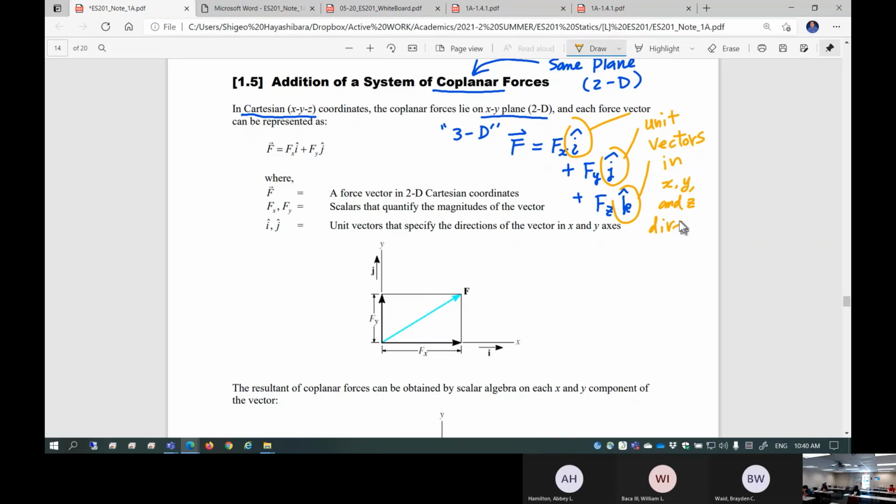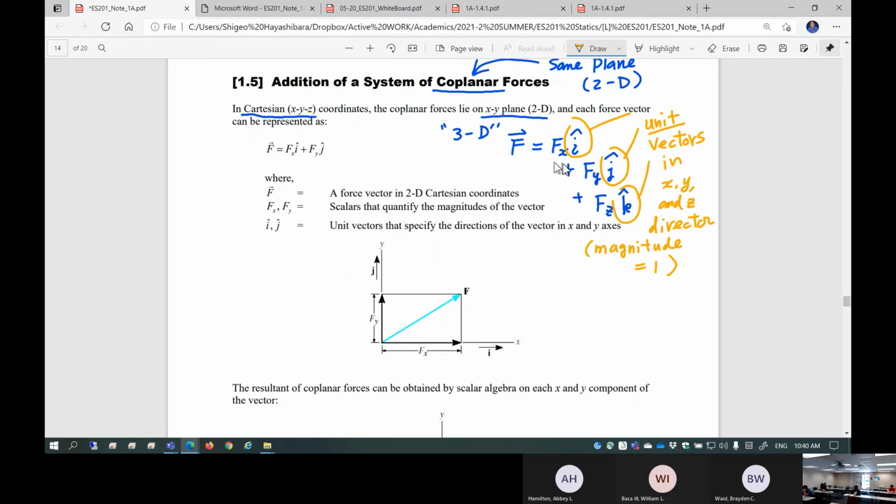Unit vector is a vector, okay? Unit vector means magnitude is 1. That's called a unit vector. I is a vector in the x direction, magnitude is 1. J is a unit vector in the y direction, magnitude is 1. K is a vector in the z direction, magnitude is 1. Those are all called unit vectors.